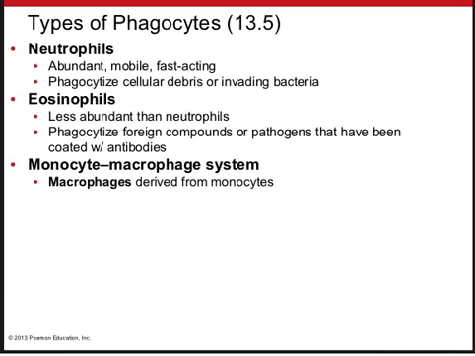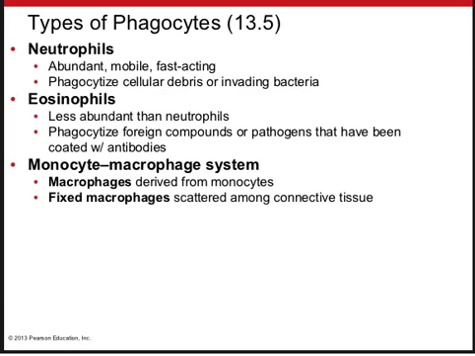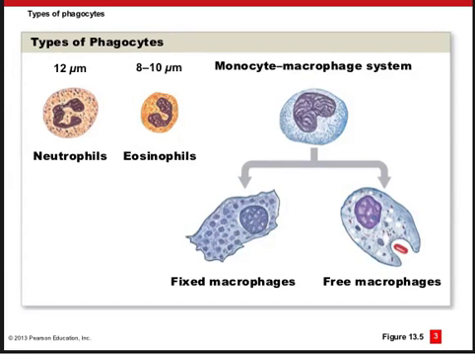And we also have the monocytes that eventually become macrophages that, as we already know, coordinate the lymphocyte attack to the pathogen invasion, but also are part of our nonspecific defenses. Macrophages come from monocytes. Fixed macrophages are scattered amongst our connective tissue, while free macrophages travel all over the body. And so here you can see an example of what these different first line of cellular defense cells look like.